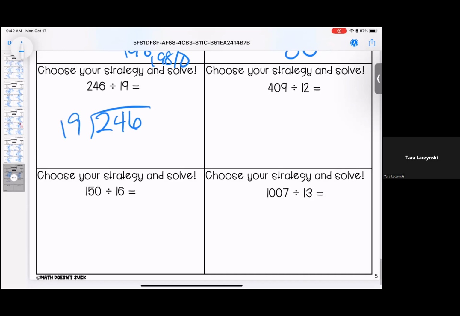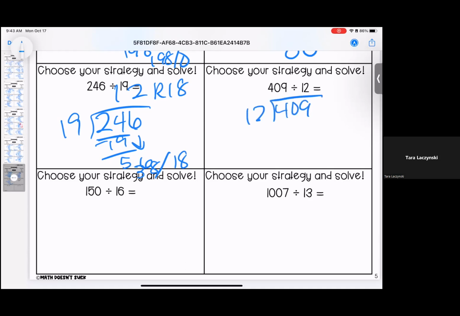246 divided by 19, almost there. This one does have a remainder. We're going to say that 19 goes into 24 one time. And when I subtract 24, take away 19, I'm left with 5. I bring down my 6. Gonna go in another 2 times. 19 times 2 gives me 38. When I subtract that from 56, I'm left with a remainder of 18. This is super, super close to my divisor, but I'm 1 short of having enough for one more group.